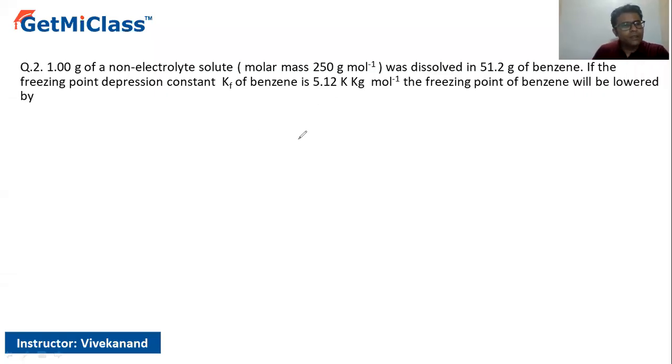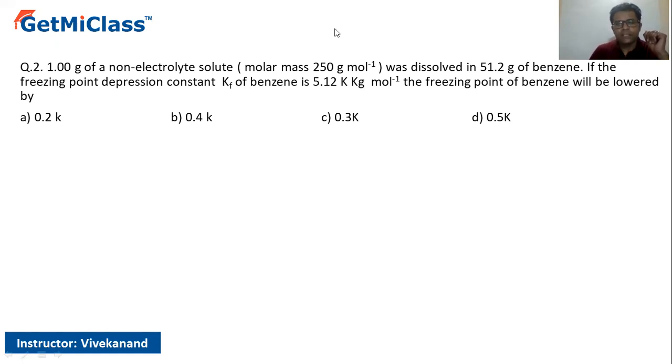Question number 2. 1 gram of a non-volatile solute having the molar mass of 250 gram per mole was dissolved in 51.2 gram of benzene. If the freezing point depression constant Kf of benzene is 5.12 Kelvin kg per mole, the freezing point of benzene will be lowered by. Now, options are A 0.2 Kelvin, B 0.4 Kelvin, C 0.3 Kelvin, and D 0.5 Kelvin.